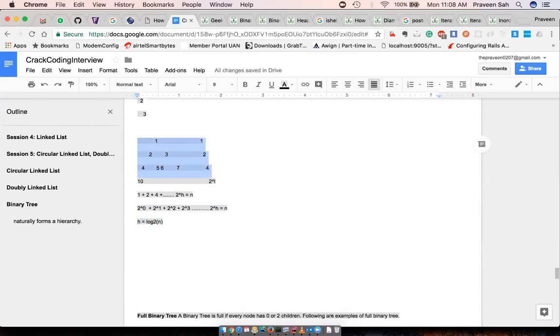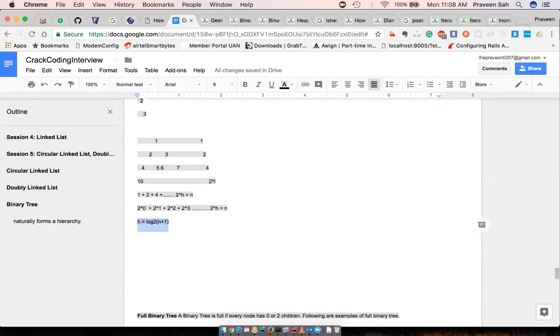Keeping in mind edge cases, it will be log of n plus 1. I'll talk about edge cases later. I'm simply trying to derive the order. This is log order. The height will be something in the log of the number of nodes.